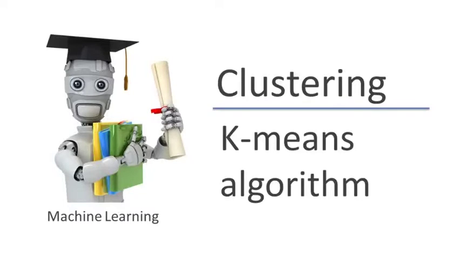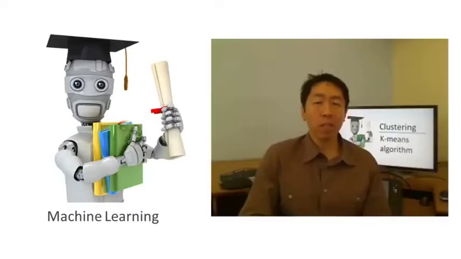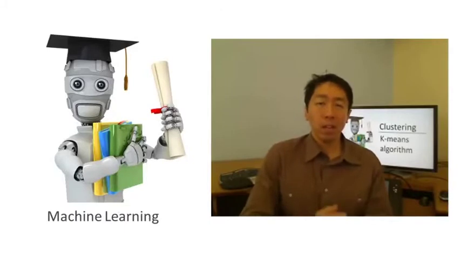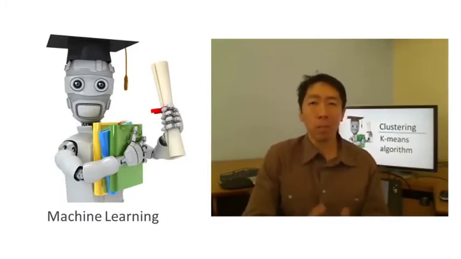In the clustering problem, we are given an unlabeled data set, and we would like to have an algorithm automatically group the data into coherent subsets or into coherent clusters for us. The k-means algorithm is by far the most popular and by far the most widely used clustering algorithm. And in this video, I'd like to tell you what the k-means algorithm is and how it works.